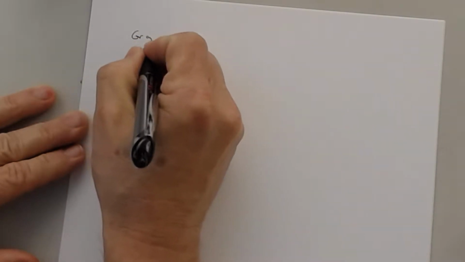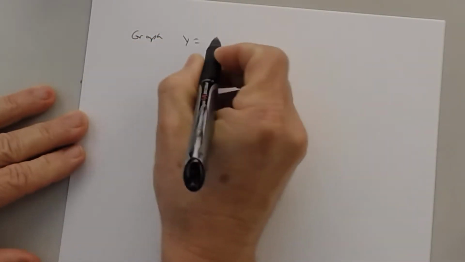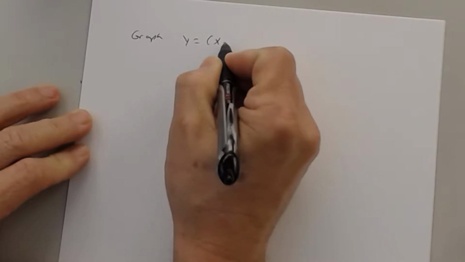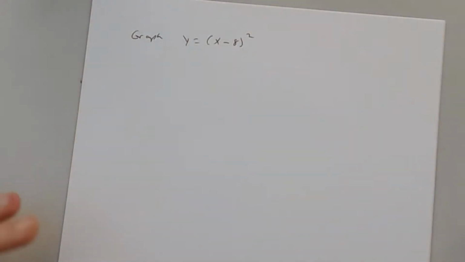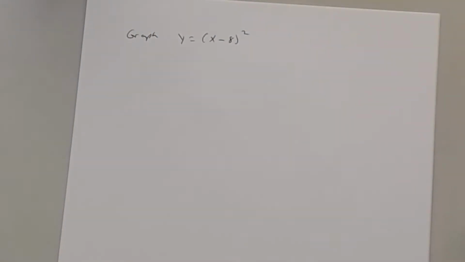So last class period, we talked about graphing y equal x minus 8 squared, something like that. Now, up until that point, we were graphing linear and quadratic functions. Is this a linear function or a quadratic function? It's quadratic. One of the things you learned last semester is squaring a binomial.